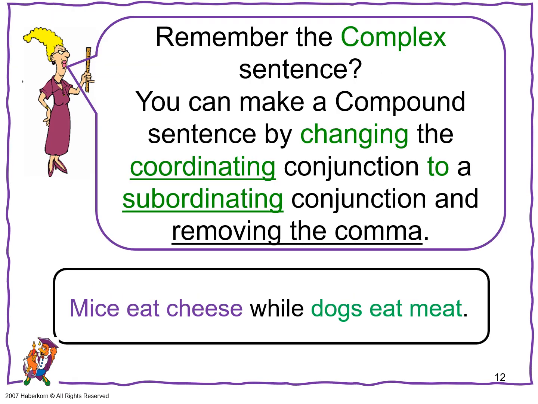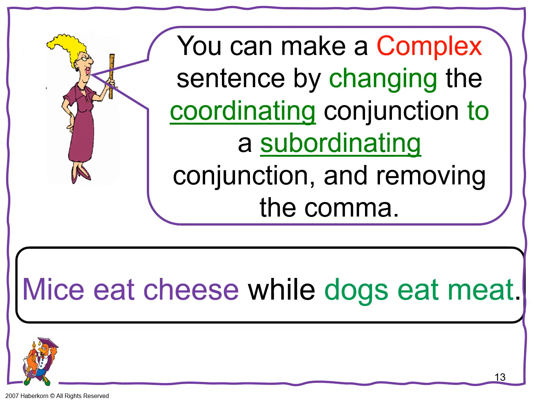Complex sentences have sort of a bump in them. Remember, you can make a compound sentence into a complex sentence by changing the coordinating conjunction to a subordinating conjunction. Oh, and don't forget to remove the comma. Conjunctions make all the difference in sentences, and so in sentence analysis, you want to identify the conjunctions first. Pay very close attention to which kinds are in there. You can make a complex sentence by changing the coordinating conjunction into a subordinating conjunction, and don't forget to remove the comma. So, mice eat cheese while dogs eat meat.